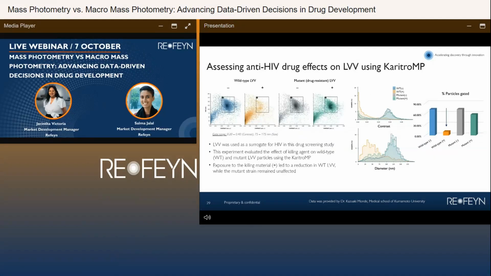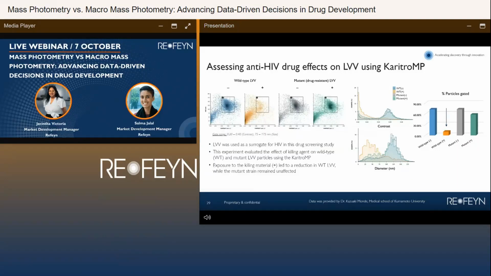And then finally, this is a data set generated by Kumamoto University, where they utilized Querétaro as a pre-screening tool. What they were looking at is trying to understand the effect of anti-HIV drugs on LVVs. So LVV is used as a surrogate here for HIV in the screening study. As you can see from the scatter plot on the left, you have wild-type LVV, and they also used mutant, which is the drug-resistant LVV.